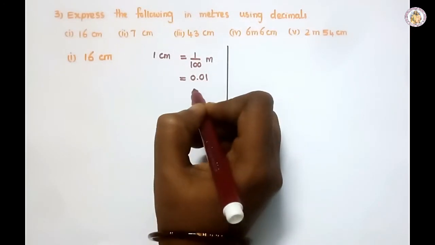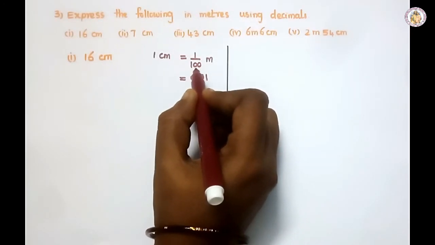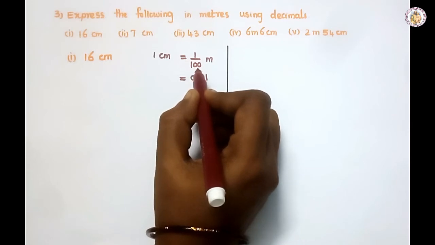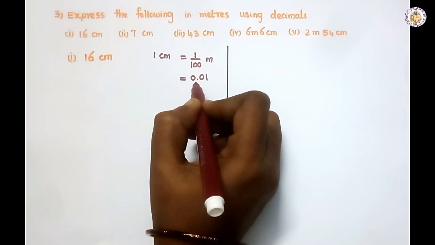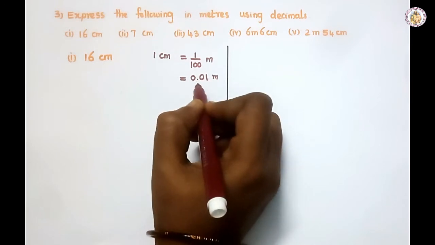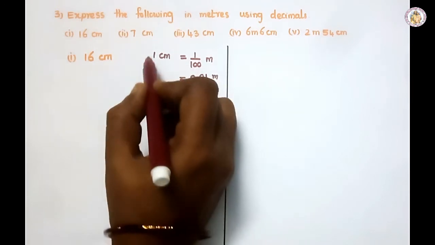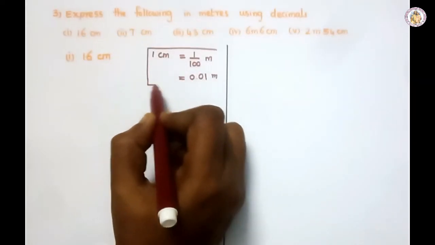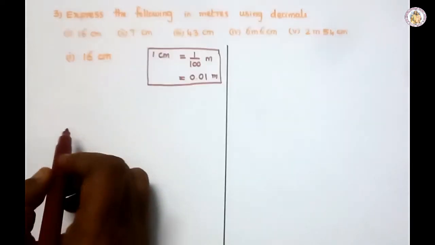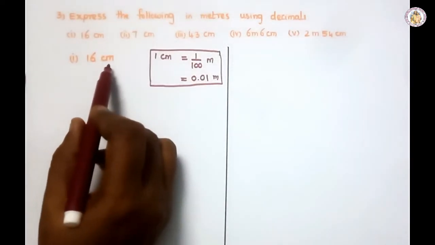Here 01, because here two zeros, that is 100 is in the denominator. So before 2 digits we have to keep the point. So 0.01, that is the formula.